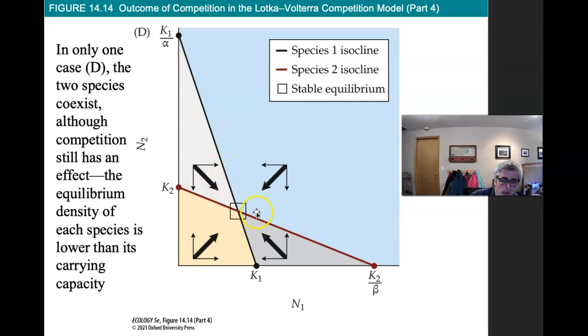So only when you've got this interaction where no matter where you are in the graph, it's leading to this equilibrium, you can have a stable equilibrium where both species are coexisting. So we can have coexistence here. On the other combinations, we're having competitive exclusion. So again, in this model, at this point, we're able to have coexistence as opposed to competitive exclusion.